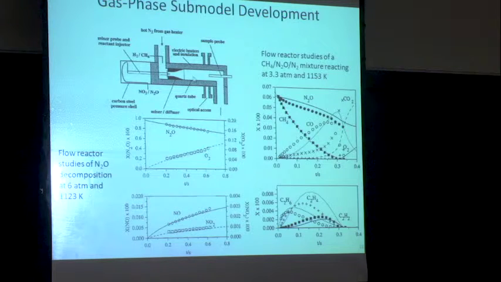So as I said, one of the early systems that you might want to study is the nitrous oxide decomposition. And here, as a function of time or position in this tube, the gases are sampled with a sampling probe and extracted, and they're measured.